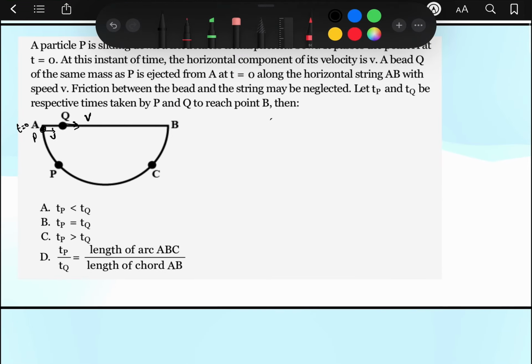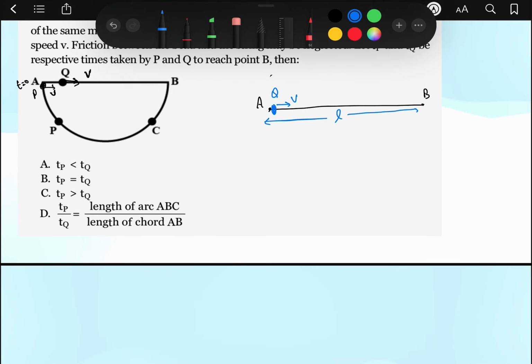So let me take the condition here for this bead Q. This is our point A and this is our point B. Now this is the bead of mass m, that is Q bead, and it has a horizontal velocity v. Let us suppose the distance between A and B is L. So the time taken by this Q bead to reach B from A, Tq, will be equal to L by v. Let me say this is equation number 1.